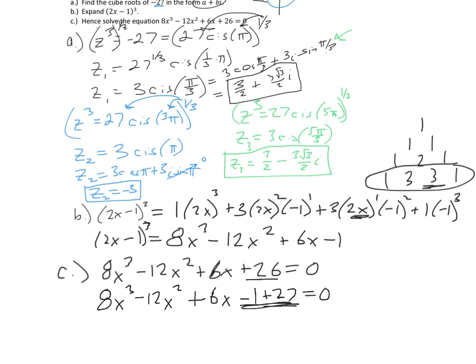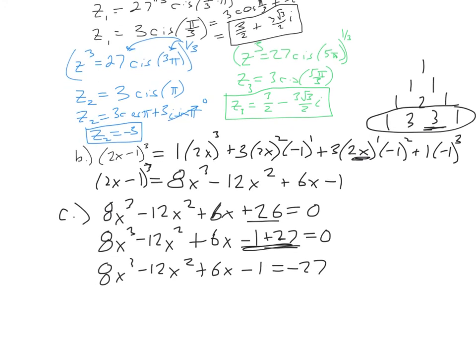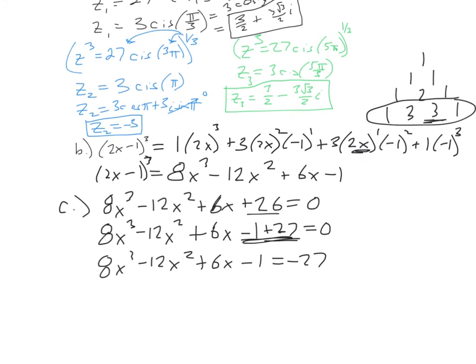And then wait a minute. If I wanted to solve this, maybe I could move the 27 over to the other side. I could have 8x cubed minus 12x squared plus 6x minus 1 equals -27. And right here, if you haven't seen it before, the whole problem starts to come together, and you can really see how all of these things interact with one another.